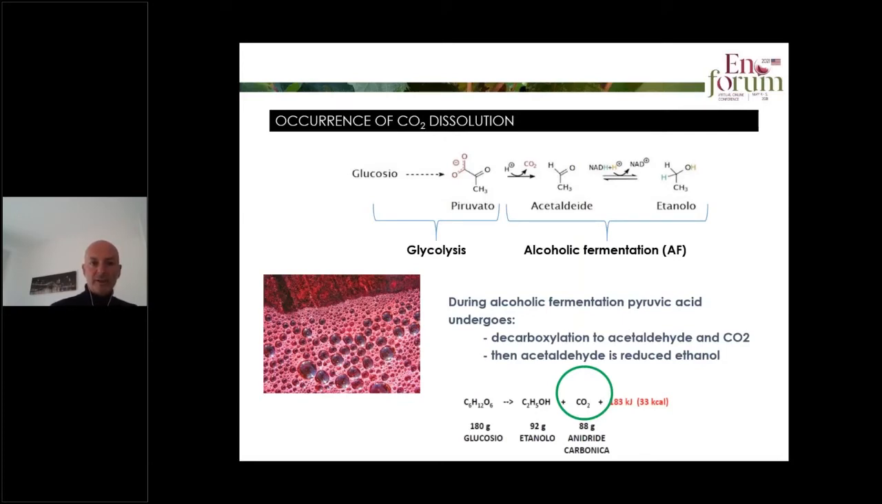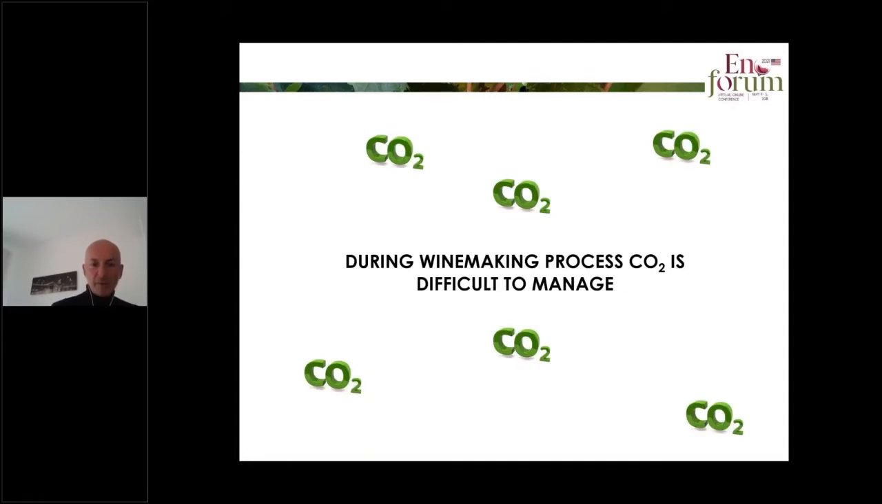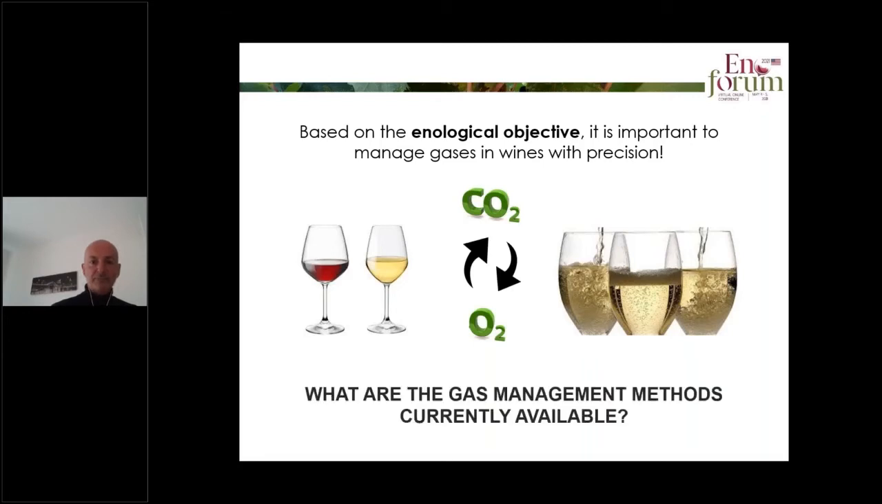As for the occurrence of CO2, I'm not going to go through the details, because it is quite well known that CO2 is produced during alcoholic fermentation in large amounts, but also in smaller amounts during malolactic fermentation. The problem is that during the winemaking process, CO2, carbon dioxide, is difficult to manage. So based on the enological objective, it is important to manage gases in wines with precision.